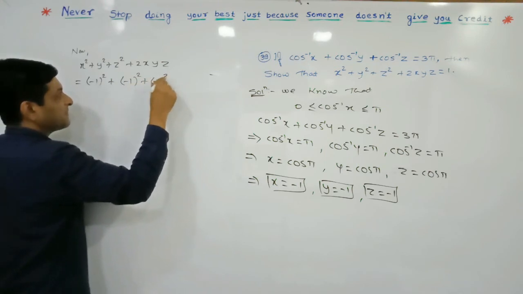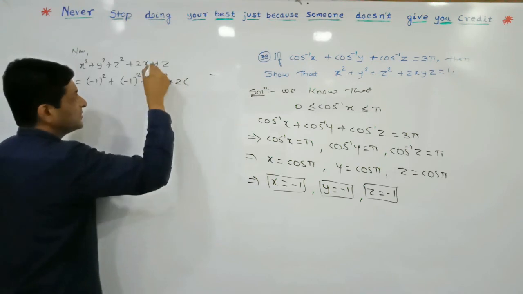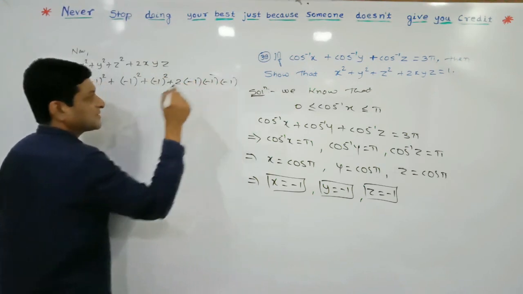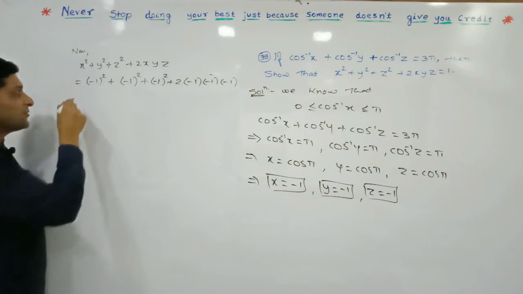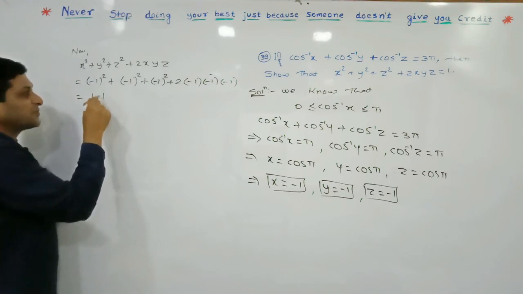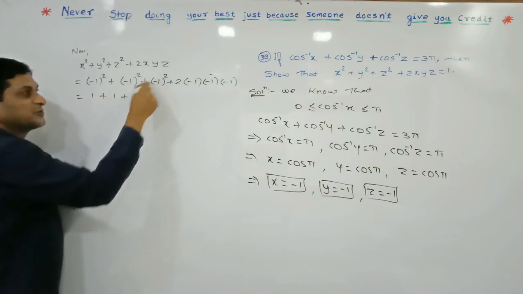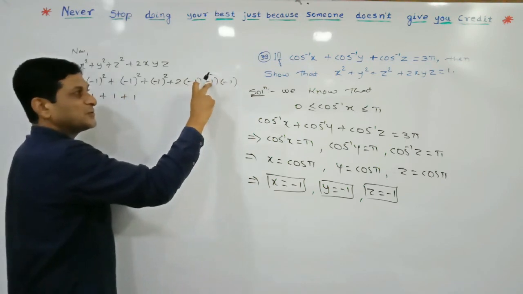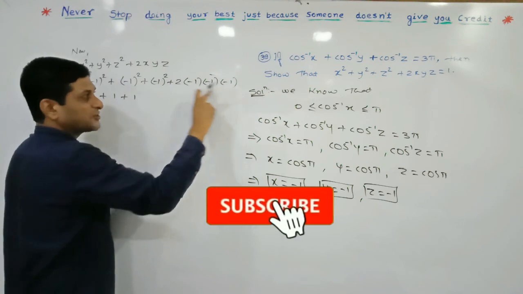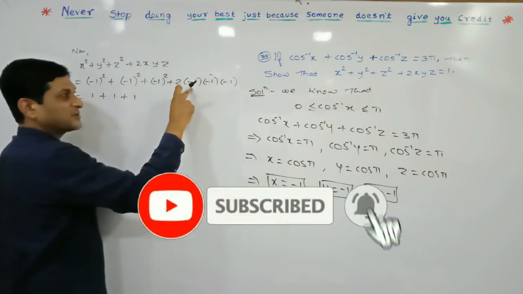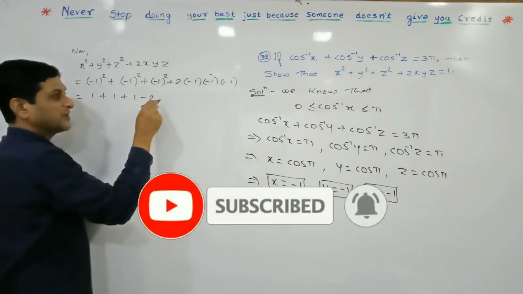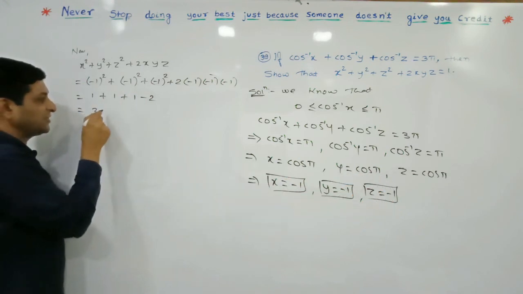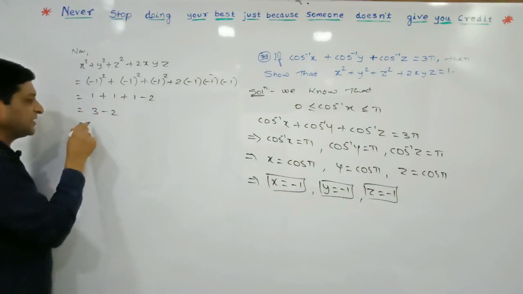So here we will get (-1) square plus 2 into, replace x by -1, y also by -1 and z also by -1. What is the square of -1? +1. Square of -1 is +1. And here -1 into -1 into -1 is -1. The product of these three terms is -1. -1 into +2 will be equal to -2. Here 1 plus 1 plus 1 will be equal to 3, minus 2 will be equal to 1.